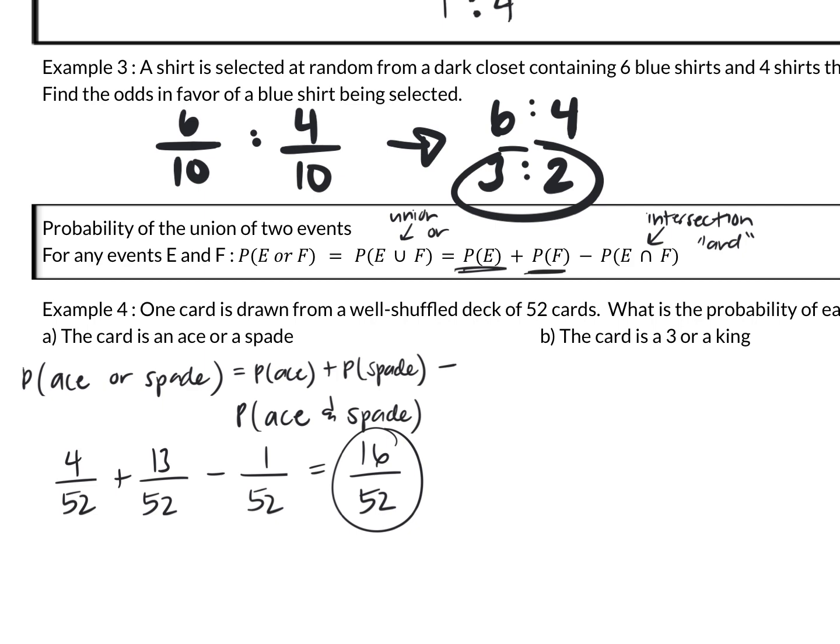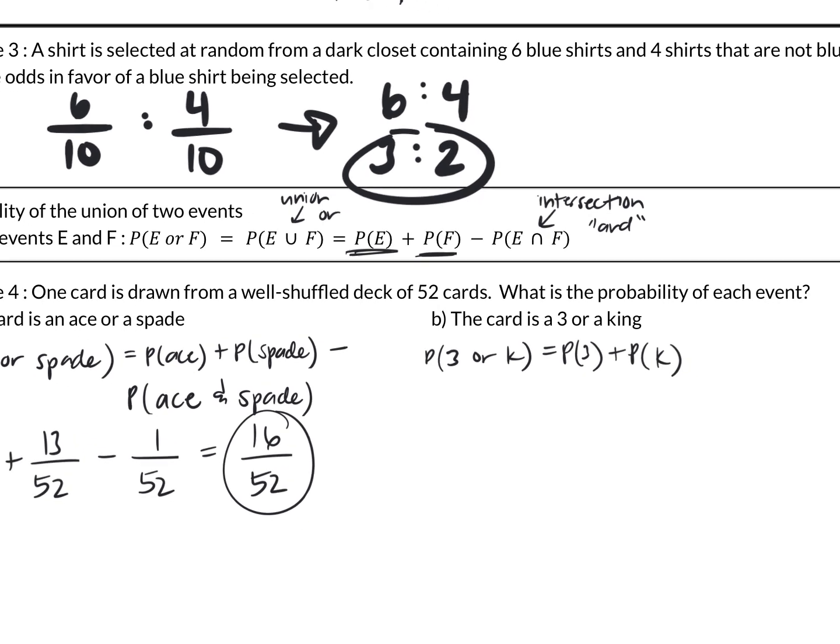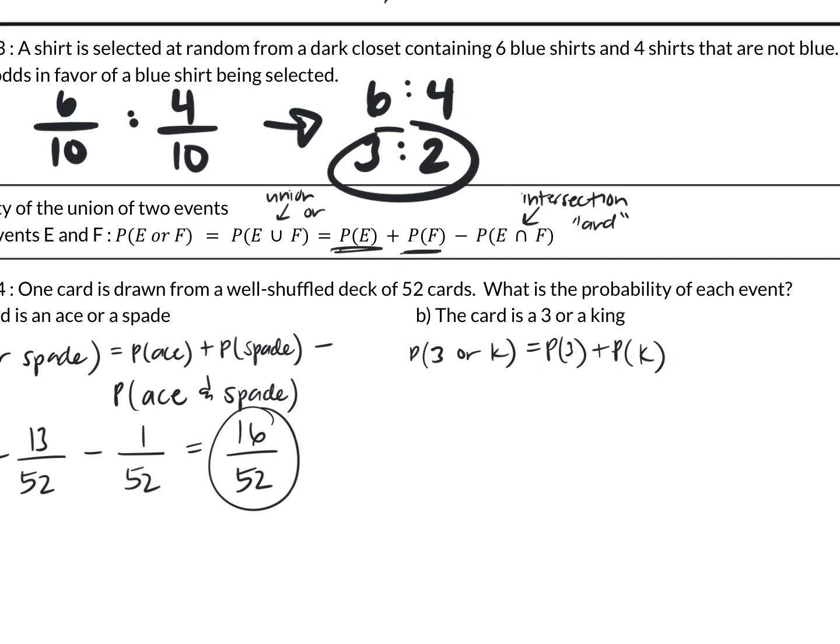All right, letter B, the probability of a card is a 3 or it is a king. Okay, so I want to find the probability of it being a 3 or a king. Which means find the probability of pulling a 3 from your deck of cards. And then add that with the probability of pulling a king from the deck, and then subtract that from the probability of pulling a 3 and a king. Well, can I pull a 3 and a king at the same time? No, that's not the same thing, right? So this is actually just 0 in this example, right?